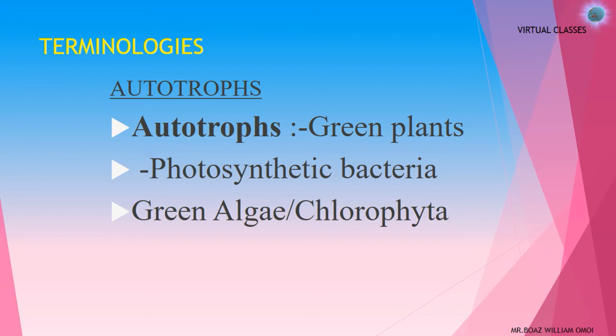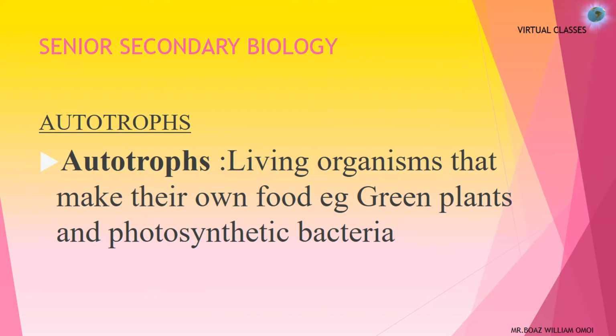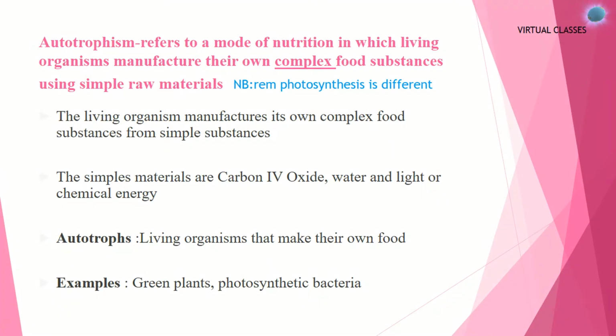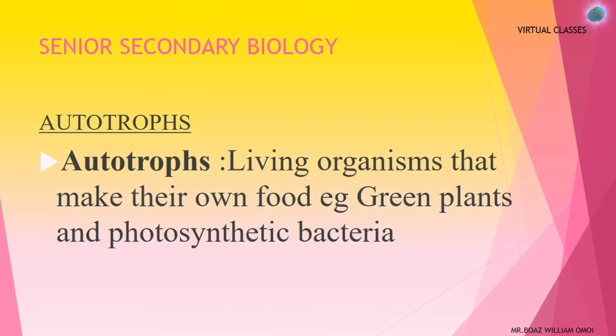Students, I hope you have understood the meaning of autotrophism and the meaning of autotrophs. So they are related, but they mean something different. Autotrophism is a mode of nutrition in which living organisms manufacture their own complex food substances using simple raw materials. Autotrophs are living organisms that make their own food, e.g. green plants. Remember, in the examinations, you must give an example. Very, very good. I want us to move on.